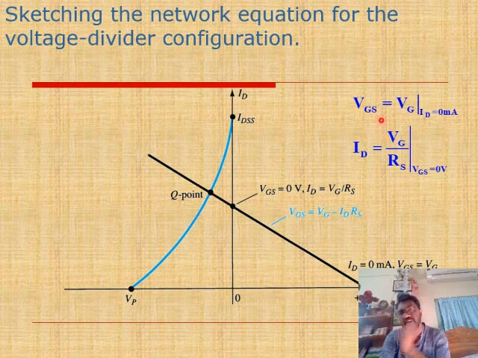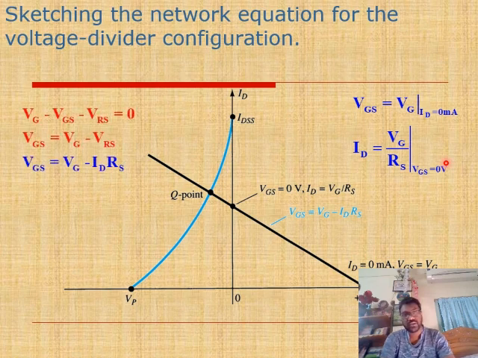Here again we see VGS is equal to VG where ID is equal to 0 milliampere, and ID is equal to VG by RS where VGS is equal to 0. VG minus VGS minus VRS is 0, and VGS is equal to VG minus ID RS. This is the very common KVL equation that we need to form to analyze the circuit. We have also deduced it for the self bias circuit and other biasing. That is not new, so I am not discussing it again.